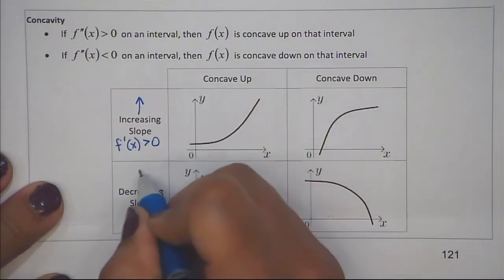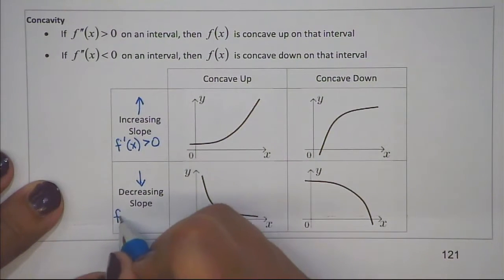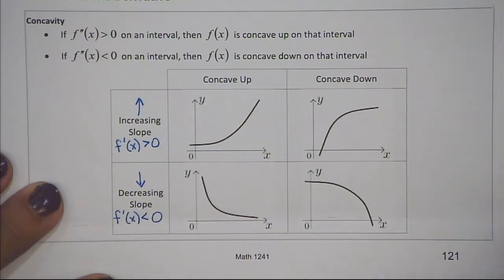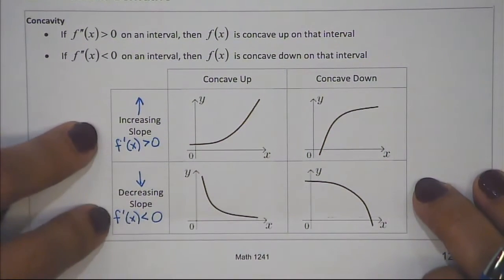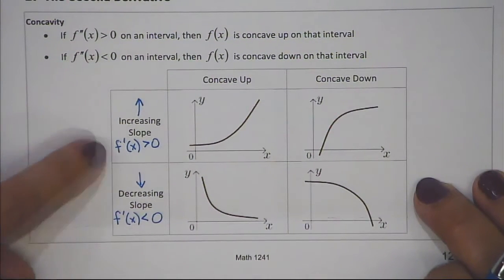For decreasing slope, I'm going to use a down arrow, which means it's decreasing. That's where your first derivative is less than 0, or negative. And we did this with velocity. It's exactly what we did when we did those little graphs with velocity. So these would have little plus signs, these would have little minus signs.